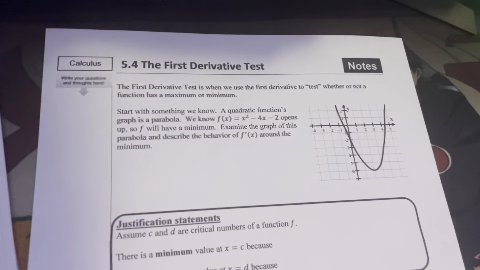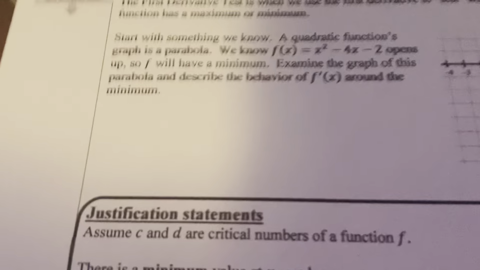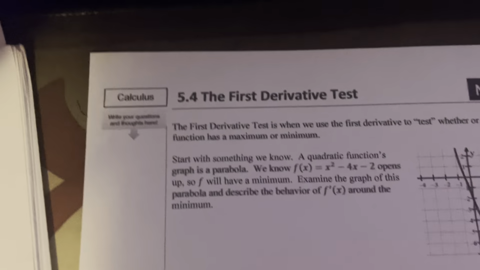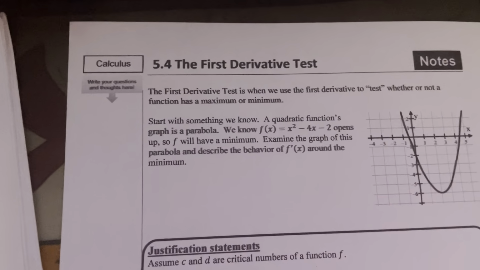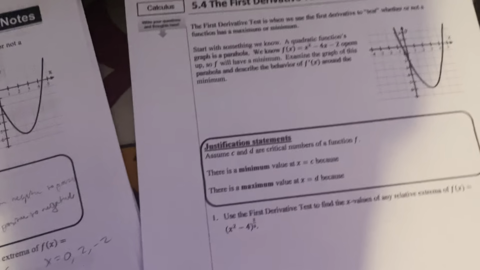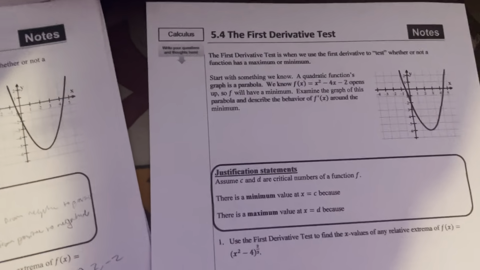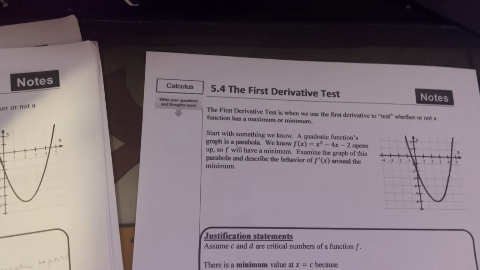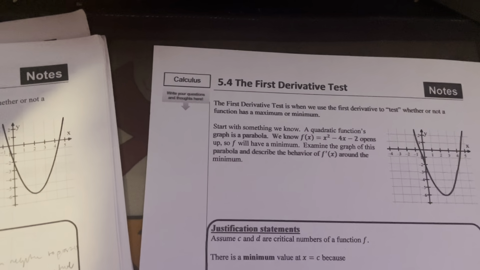Unit 5.4, the first derivative test. The first derivative test is when we use the first derivative to test whether or not a function has a maximum or a minimum. Start with something we know. A quadratic function's graph is a parabola. We know f of x equals x squared minus 4x minus 2 opens up, so f will have a minimum.